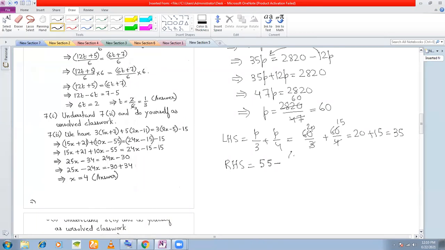55 minus p plus 40 by 5. Put p is equal to 60. So 55 minus 60 plus 40 divided by 5. So you get here 55 minus, and 100 plus 60 is 160 divided by 5. So you get a 55 minus, you cancel this with 5, 30, you get 30, or you get 32.